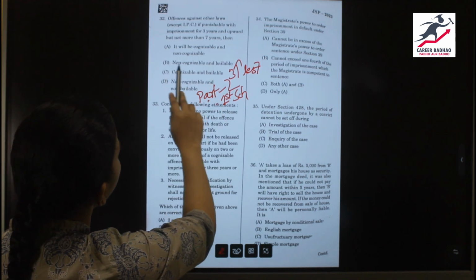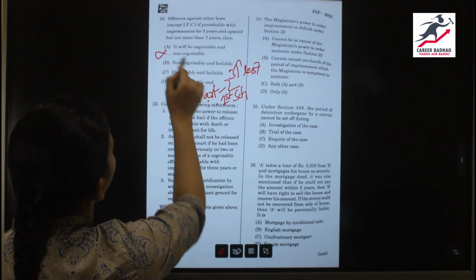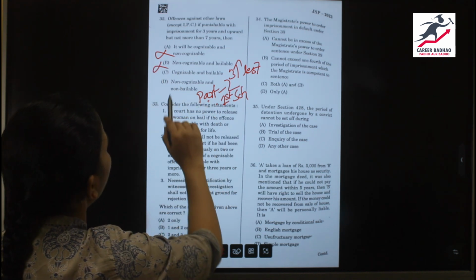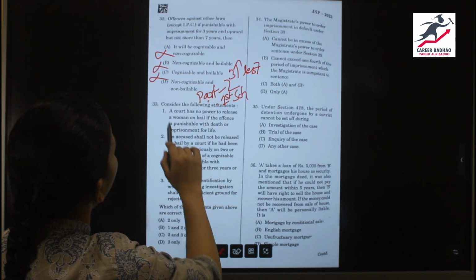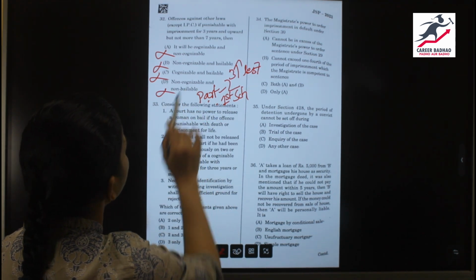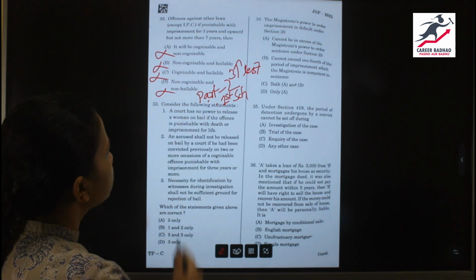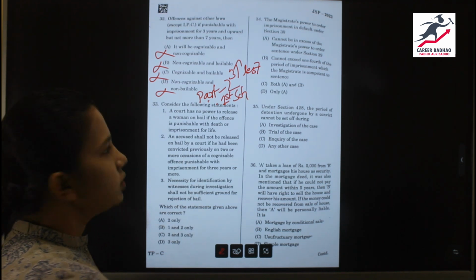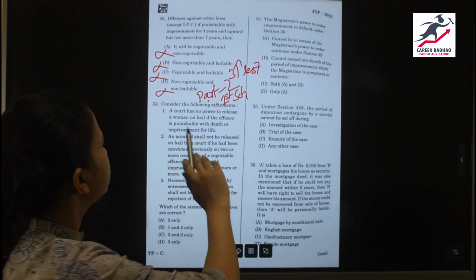It will be cognizable and non-cognizable? No. Non-cognizable and bailable? No. Cognizable and bailable? No. It is cognizable and non-bailable. So none of the options are correct. So there is a defect in the question. So I think grace marks will be awarded for this question.